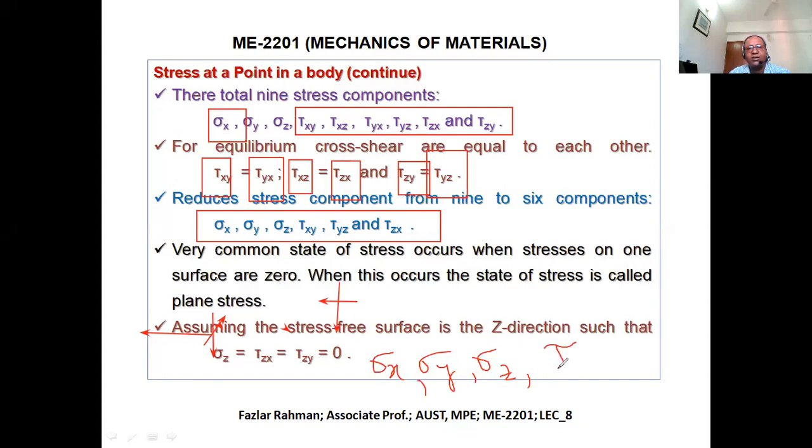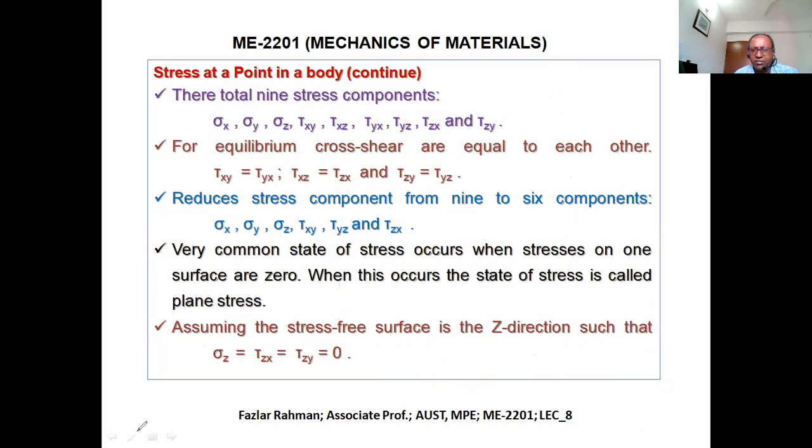Into the comma, we have three other stresses. Number one, tau xy. Number two, tau yz, and tau xz or zx. So 1, 2, 3, and 3 shear stresses. So in total we have 6 stresses. From 9, we got 6, right?